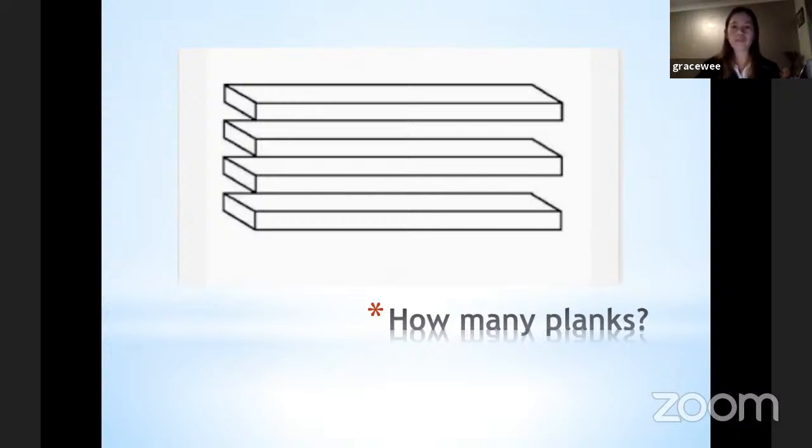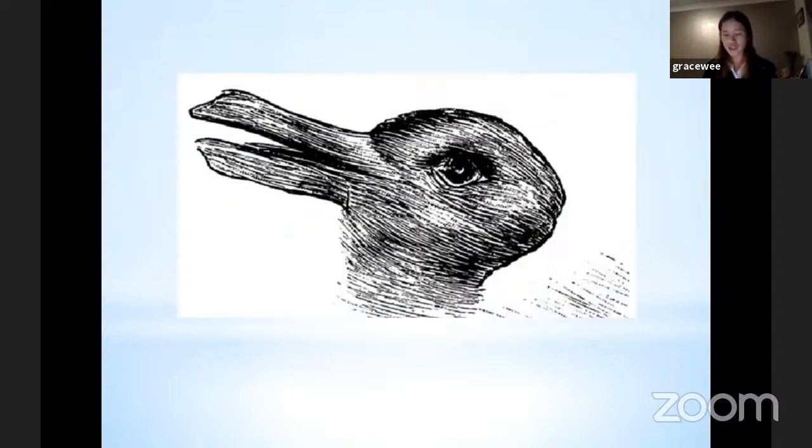So if I go back to this image there, if some of you said that that was a rabbit, you are right. If some of you said that was a duck or a bird, you are also correct. Let me point it out to you for those who don't see it.